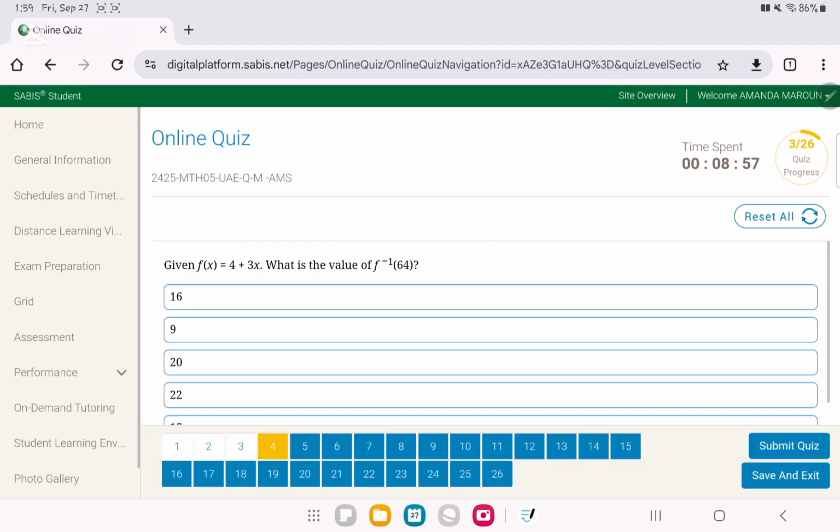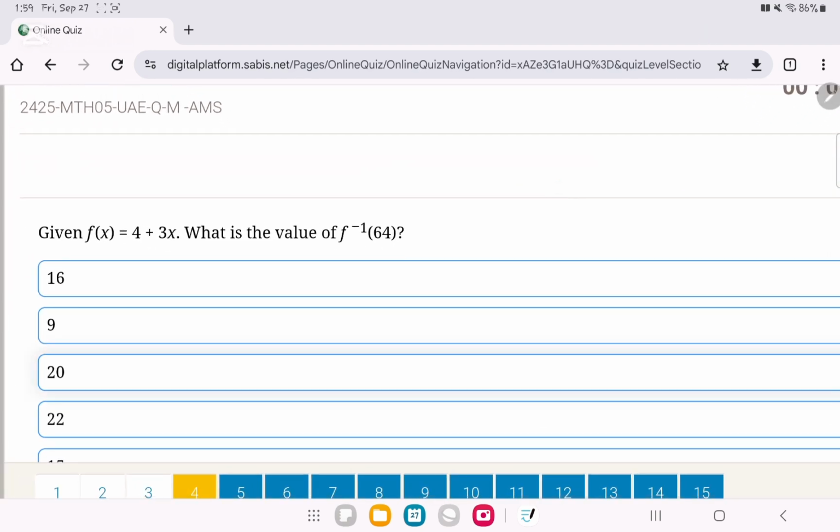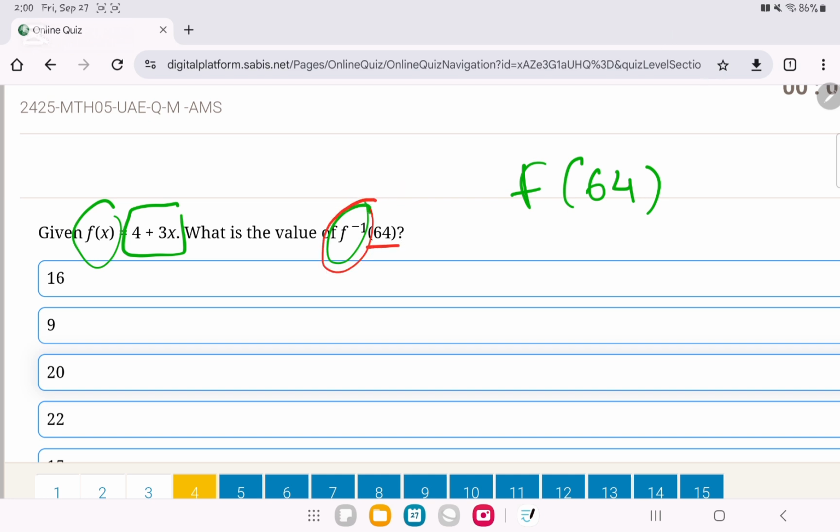Now question number 4. This is very, very important. Look, we have f(x) is equal to 4 plus 3x. They told us f inverse of 64, not f of 64. If they told us f of 64, we would replace x by 64. But here they told us what? They told us f inverse of 64. So very simply, what do we need to do? We need to replace f(x) by 64.